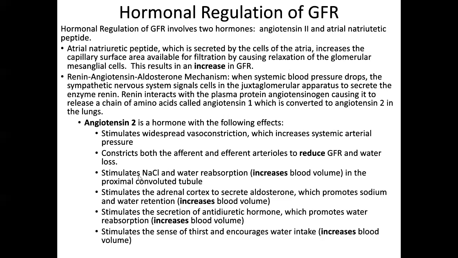It stimulates sodium chloride, which we commonly would call salt, and water reabsorption. So in other words, we pee out less water and salt. And in doing so, that increases our blood volume. That's going to take place in the proximal convoluted tubule. We'll get into that a little bit later in the lecture. The release of aldosterone is stimulated by angiotensin II. And if you don't remember, aldosterone is nicknamed the salt retaining hormone. So it promotes sodium and water retention, which therefore increases blood volume.